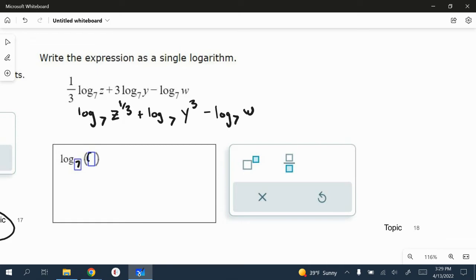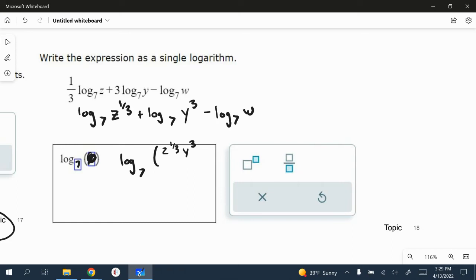And I'm going to need more room than just this, so I'll write it over here. Log base 7 of, well, we're going to have that z to the 1/3 power multiplied by y to the 3rd power.